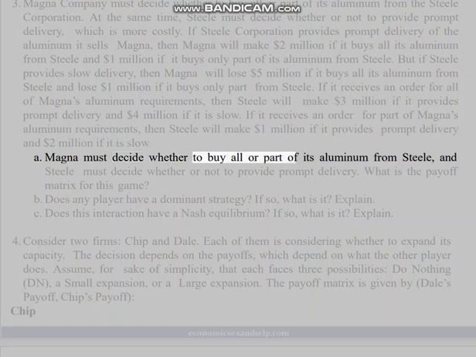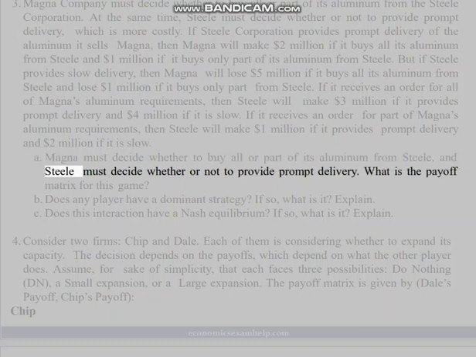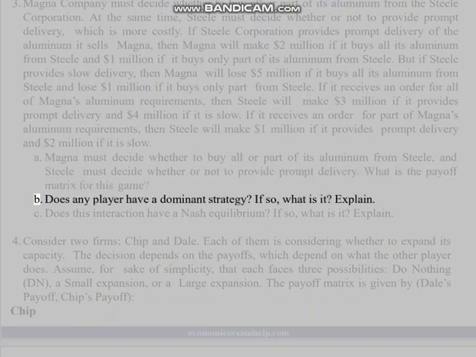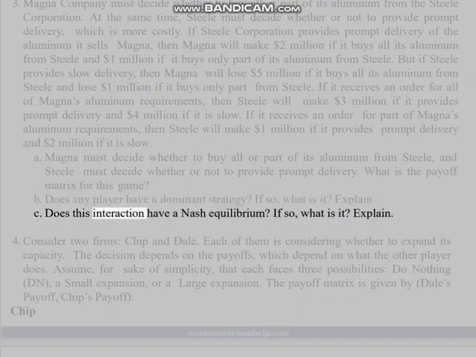Magna must decide whether to buy all or part of its aluminum from Steel, and Steel must decide whether or not to provide prompt delivery. A. What is the payoff matrix for this game? B. Does any player have a dominant strategy? If so, what is it? Explain. C. Does this interaction have a Nash equilibrium? If so, what is it? Explain.